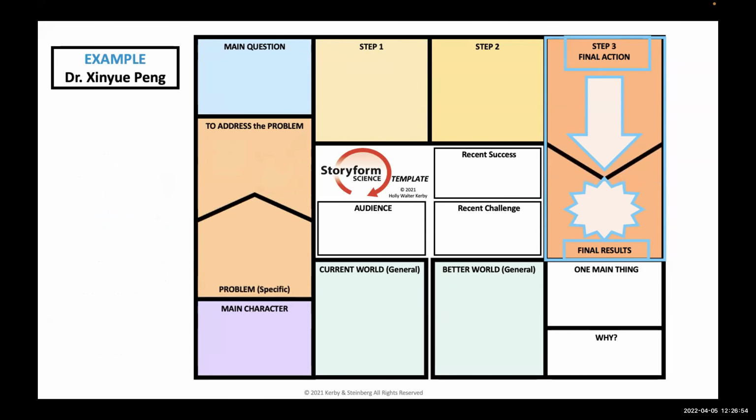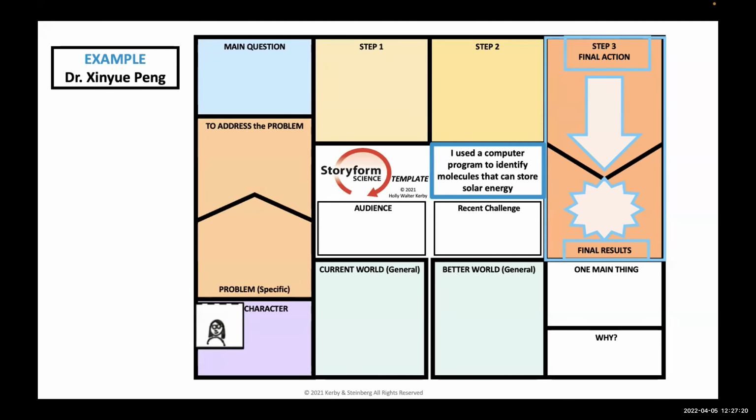So I want to give you an example, and this is Dr. Xingyu Peng. There she is. I'll put her down there in the main character box. And her main thing that she wanted people to learn, the research success, was that she wanted people to know, I used a computer program to identify molecules that could store solar energy.